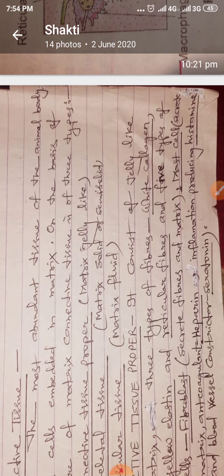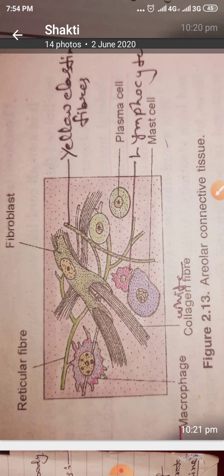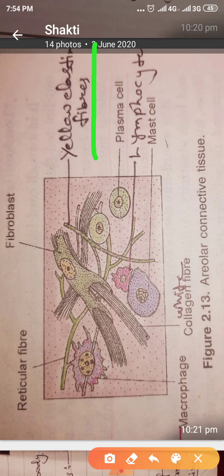First type of fiber is called yellow-elastin fiber, that is elastic in nature. Then second is called white collagen fiber, and third is called reticular fiber. There are three types of fiber: yellow-elastin fiber, white collagen fiber and reticular fiber.